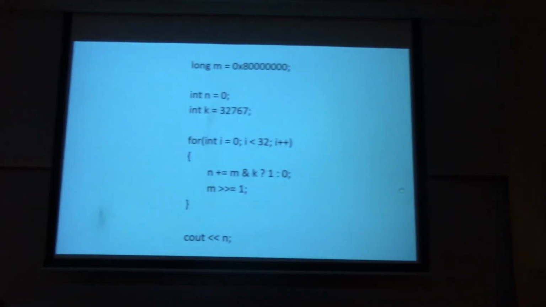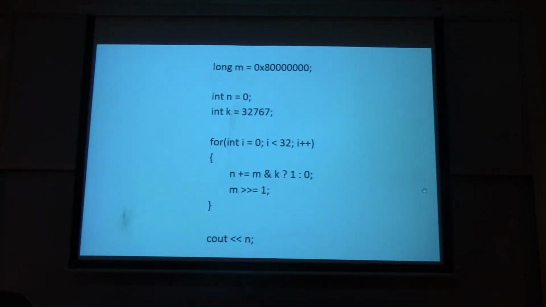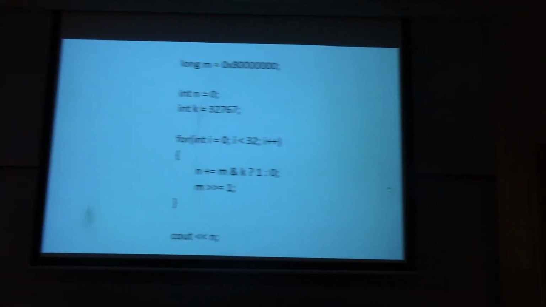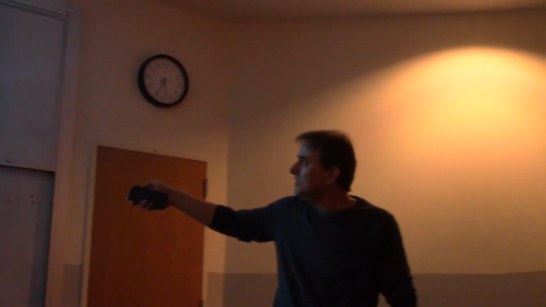So m & k is a bitwise AND. It's going to line up m, and you know what m looks like? 1 followed by 31 zeros. And you know what k looks like? It's going to look like 17 zeros, or 18 zeros and 14 ones.